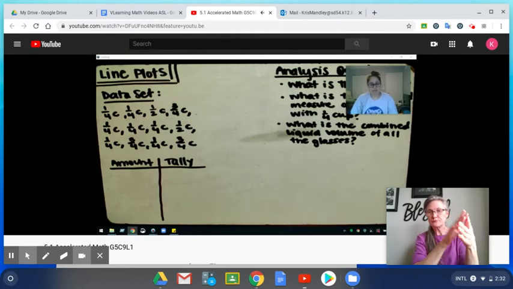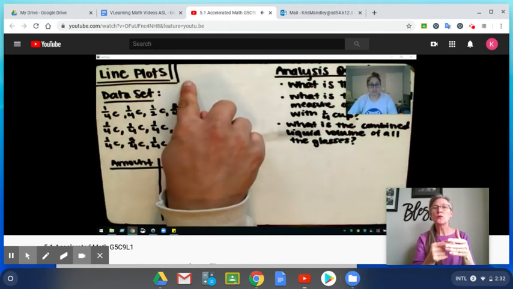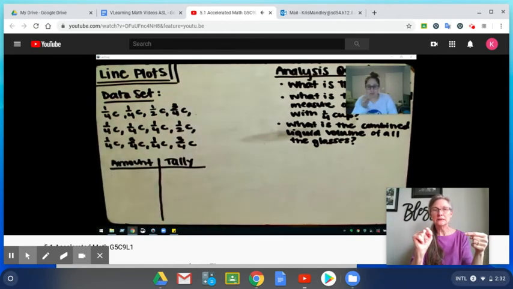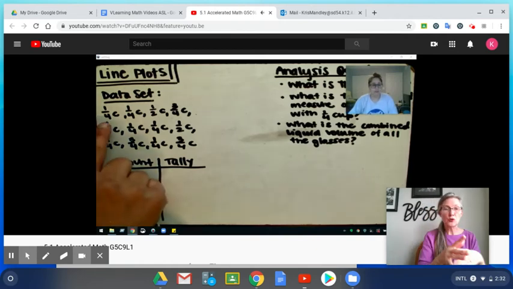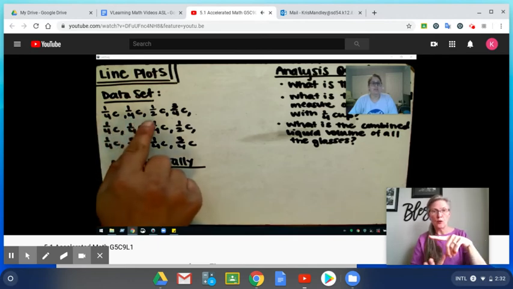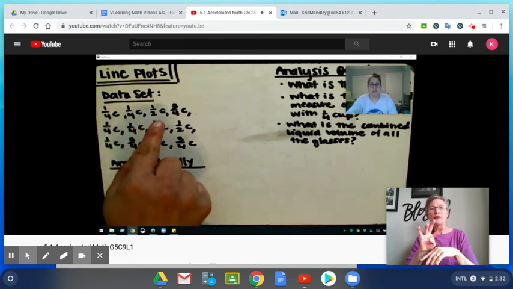So today we're starting with line plots, okay? And line plots are where you've got those little X's, and I'll show you a little bit more about that as we continue our lesson for today. So this data set is about thinking about how much liquid is left over in glasses at the end of dinner each night. So I measured how much liquid is left at the end of my glass at the end of dinner every night, and I came up with this data set. So on the first night, there was a quarter of a cup of liquid, the second night, a quarter of a cup of liquid, the third night, a half cup of liquid, and so on and so forth.